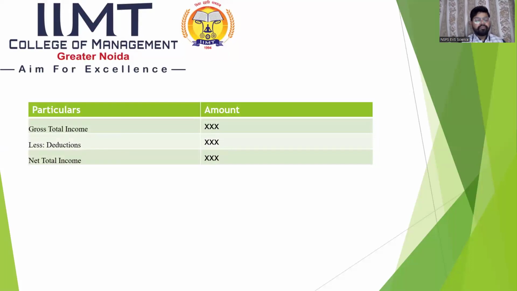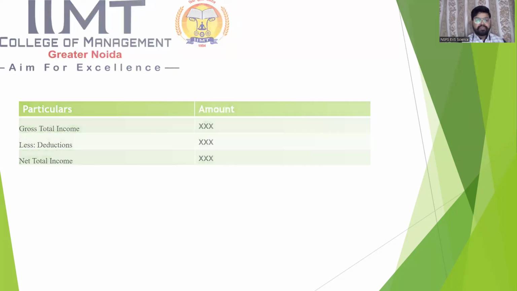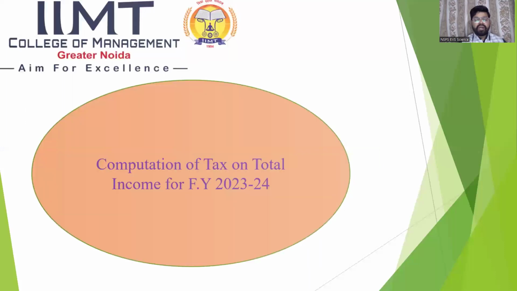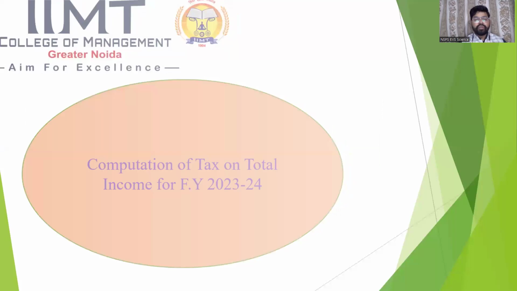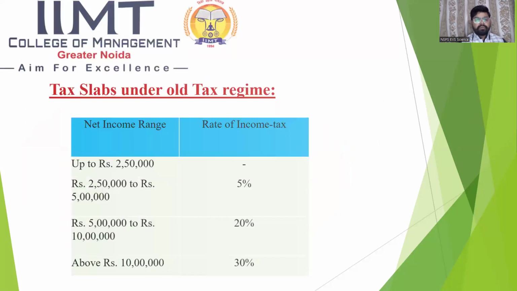We already discussed that the gross total income less deductions 80C to 80U, or the other deductions in the new tax regime, is called the net total income of the assessee, and the tax is payable on the total income. The discussion about the computation of tax on total income for financial year 2023-24 is given here.